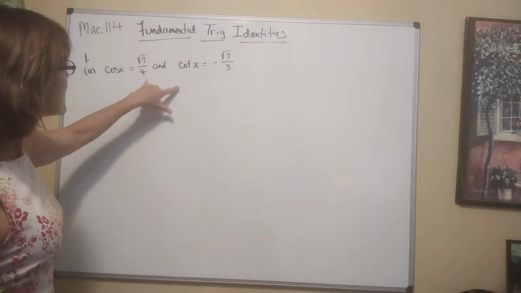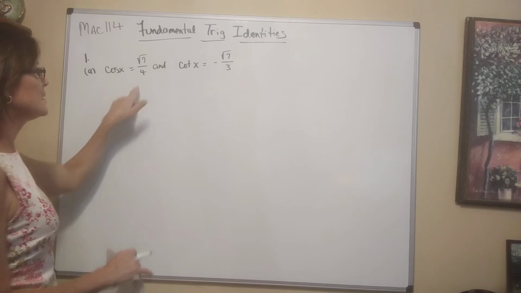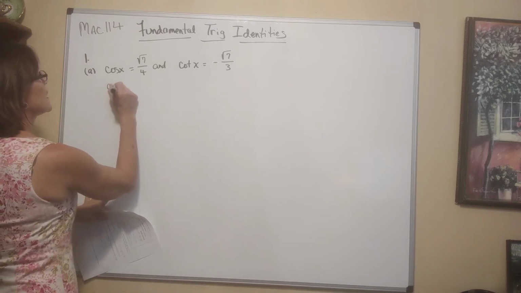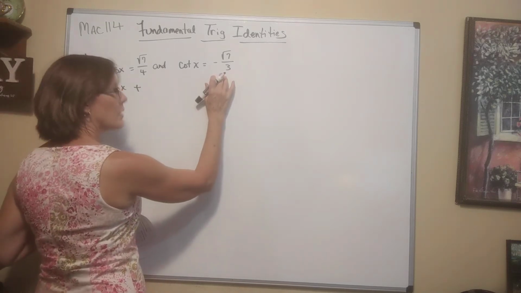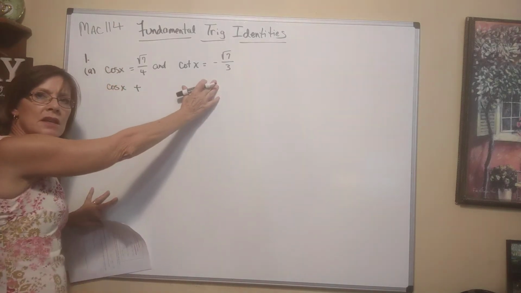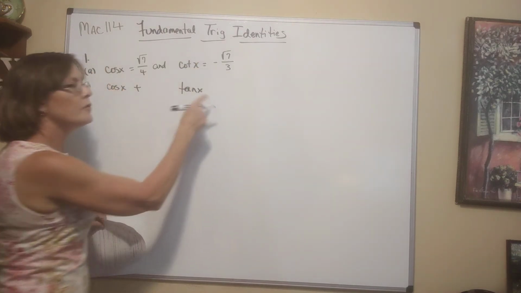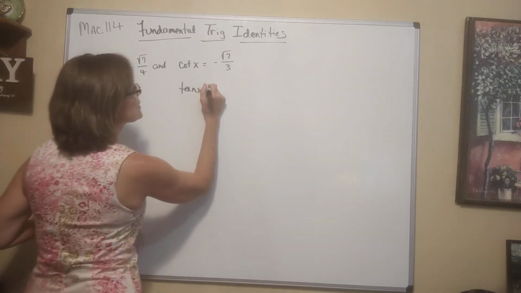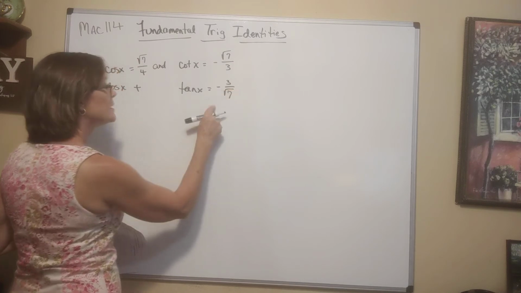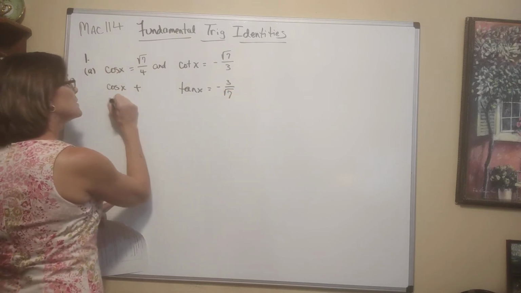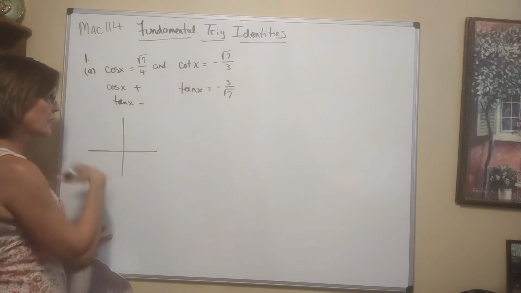So let's think about the quadrants, okay? The cosine of x is positive. The cotangent is negative, okay? Let's use an identity to think about what is the tangent. Well, the tangent of x is 1 over the cotangent. So this is going to be negative 3 over the square root of 7. Okay, that's good. And the tangent is negative, right? Okay, here is our quadrants.